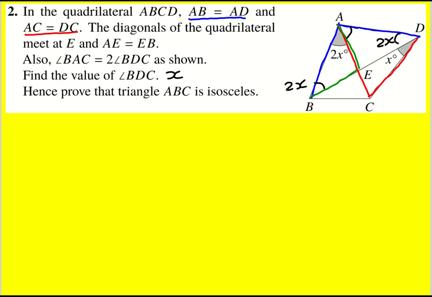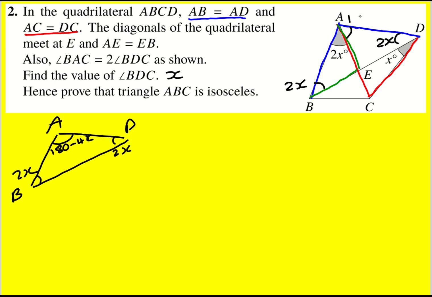And then this angle, now I can focus on BAD. I've got 2x here, and I've got 2x here. It must be that this whole angle is 180 minus 4x. It's just because I've got a 2x there as well, then it's actually going to be 180 minus 6x. So that's me using the sum of the angles in a triangle in ABD. And here's the thing I can now use.